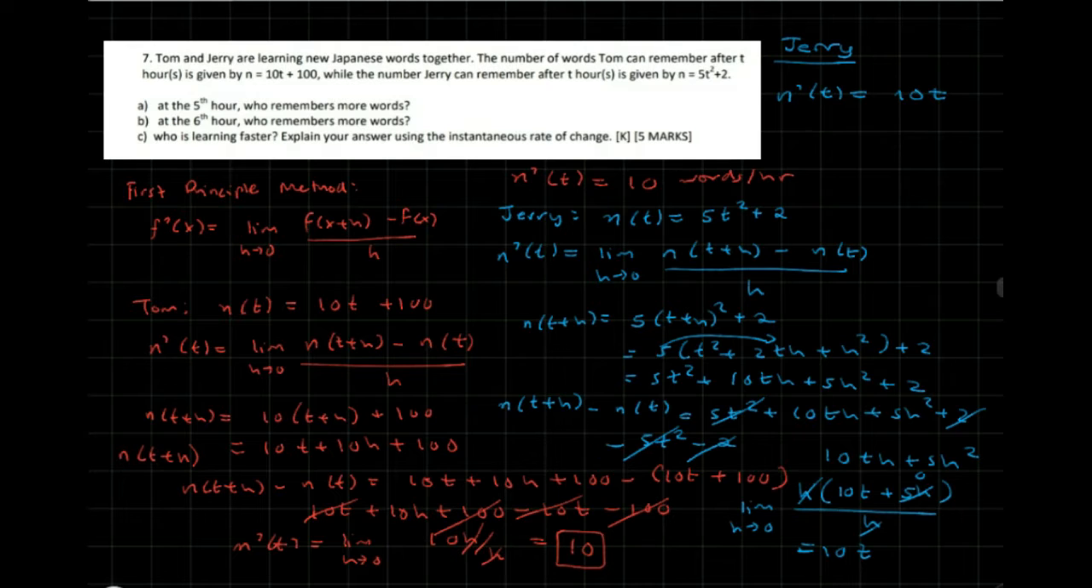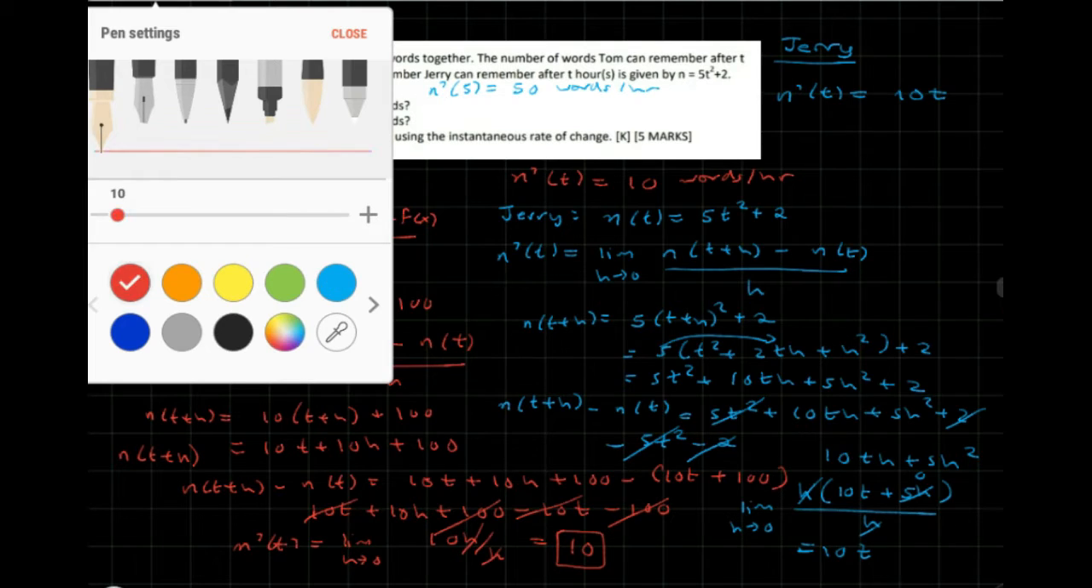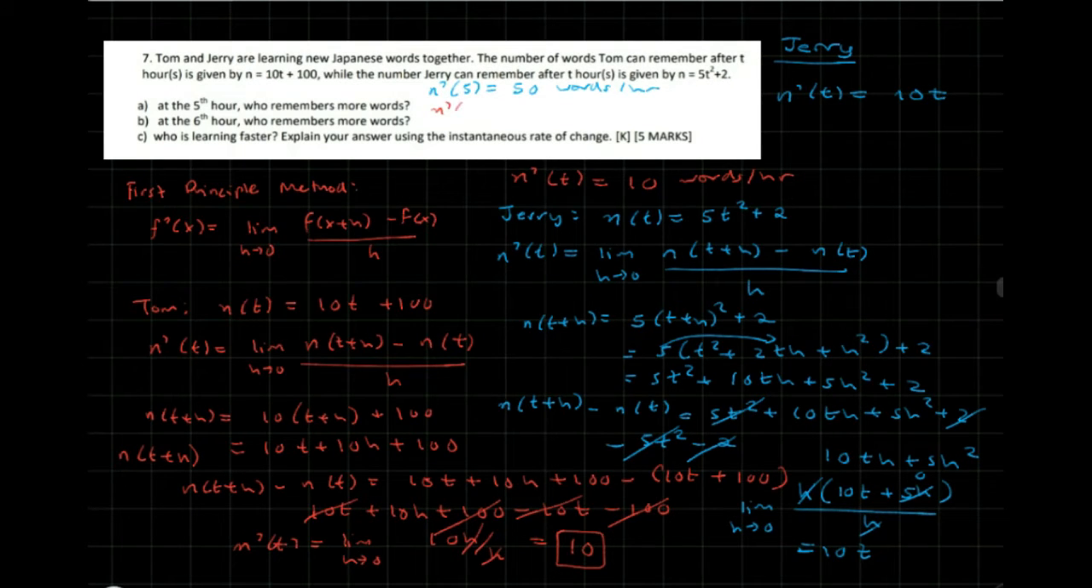If we look at the 5th hour, and I'm just going to change up their variables here, for Jerry, n'(5) for the 5th hour gives us 50 words per hour. And if we look at Tom, n'(5), we should still get 10 words per hour, so he's learning at a constant rate of 10 words per hour. So Jerry is going to remember more words at the 5th hour.